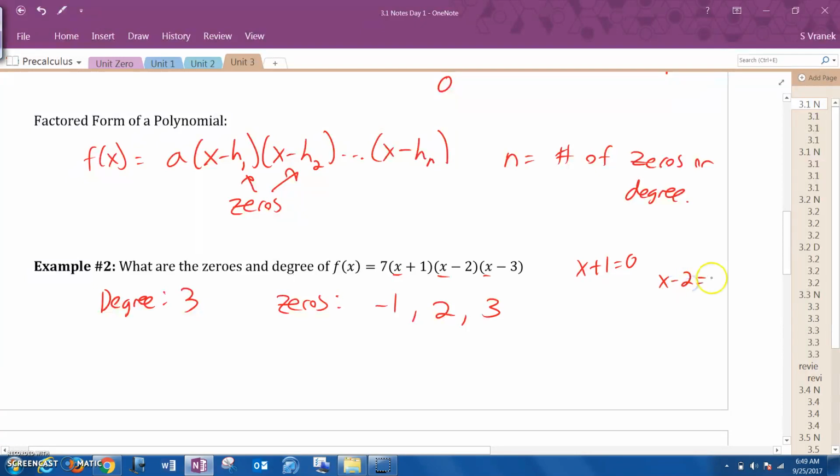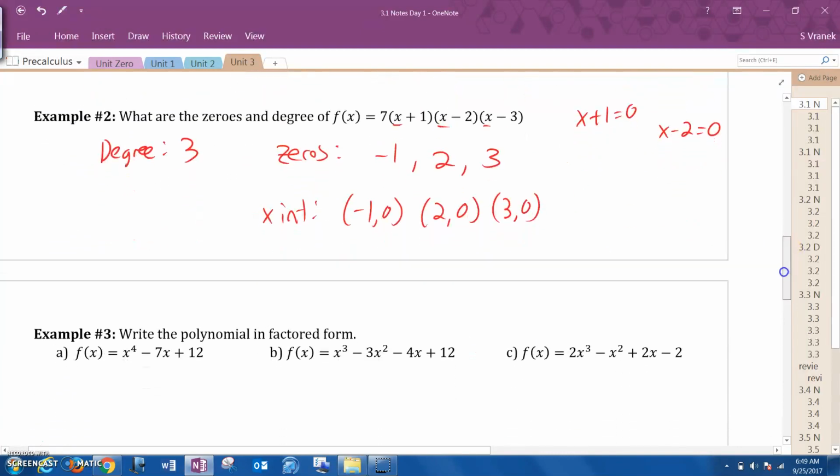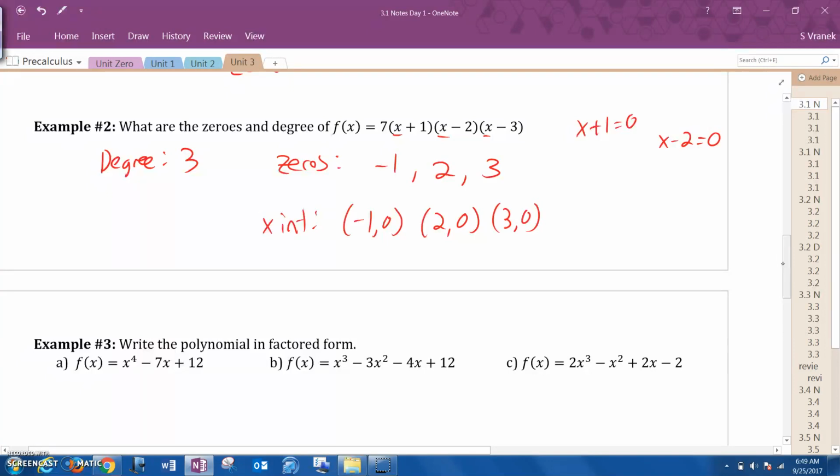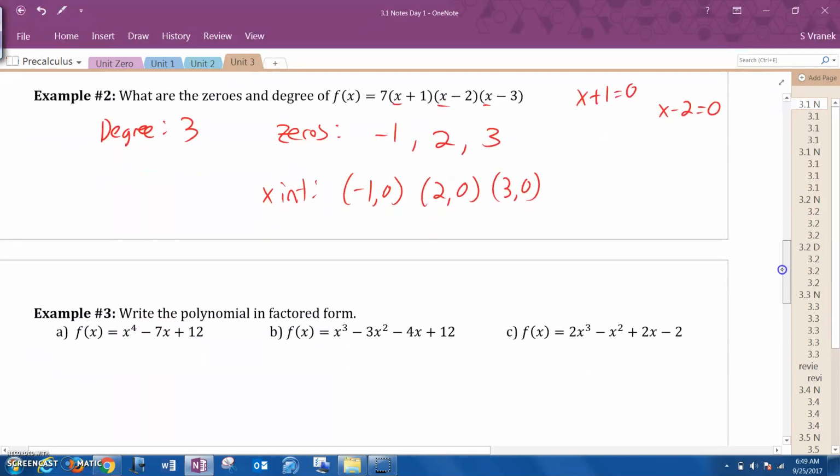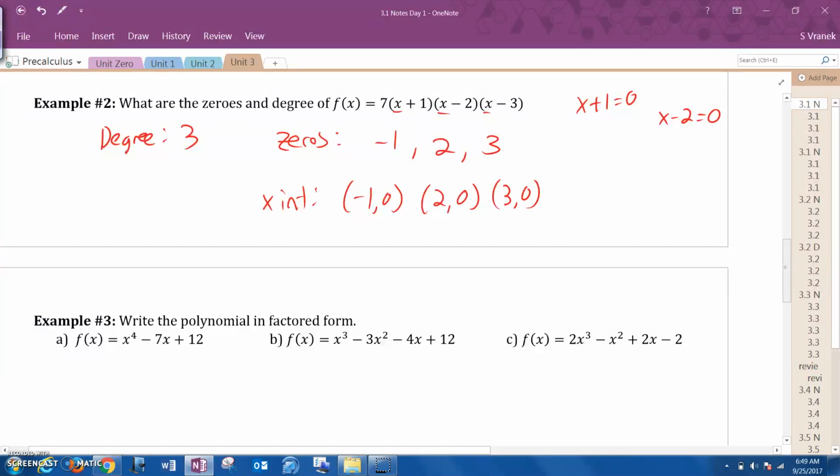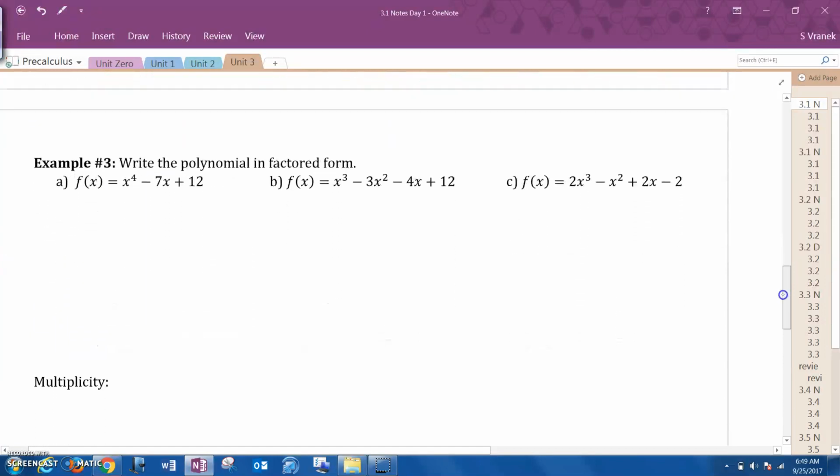Okay? These are also technically your x-intercepts. If I said what are the x-intercepts, I'd like those as points. If I say zeros, though, you can already just tell me the numbers because it's already implying that it's a 0. So that is how you do that in factored form.